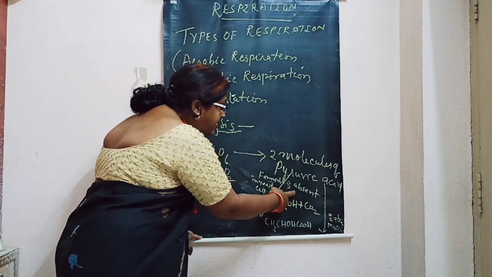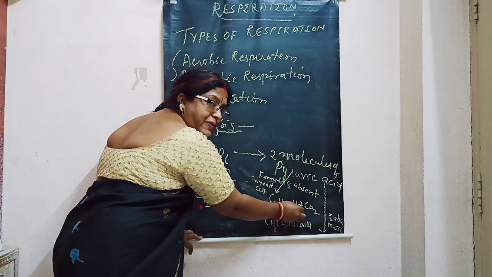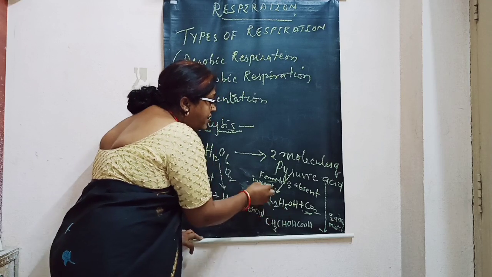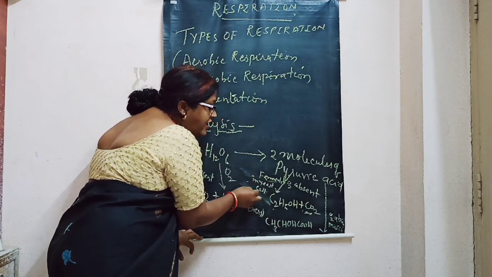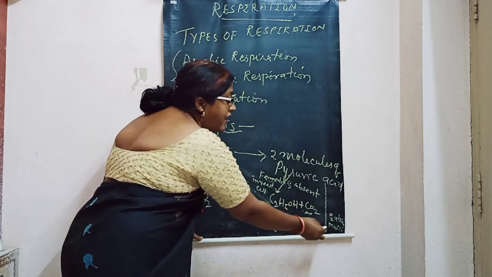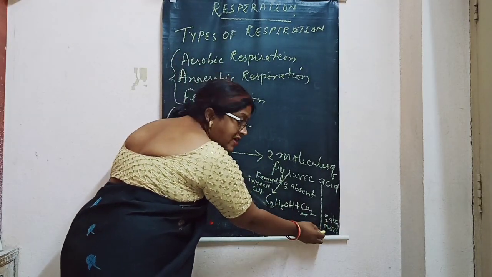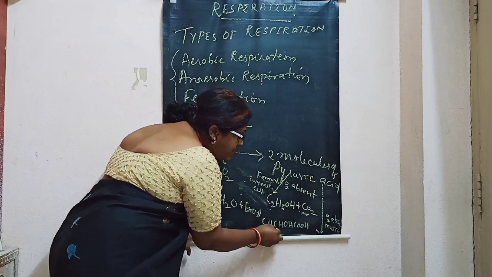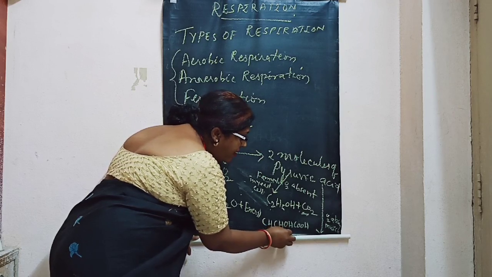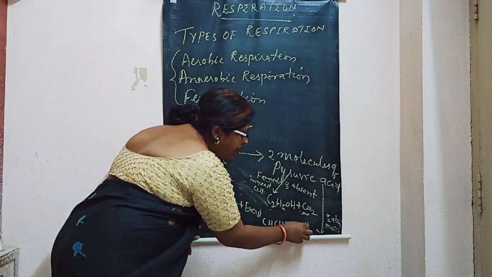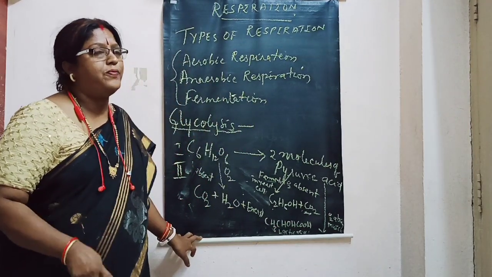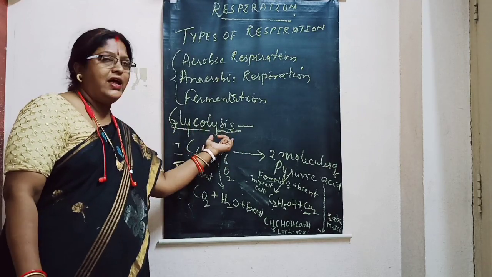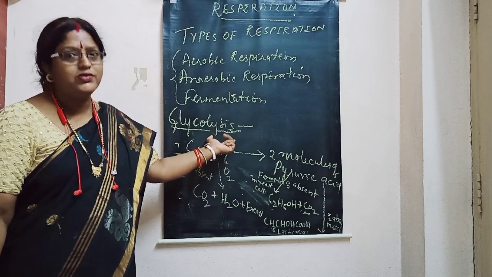If oxygen is absent, then it is converted to ethyl alcohol and carbon dioxide. So here only a little amount of energy is produced. This is called fermentation and it takes place in yeast cells. Similarly, if oxygen is absent in our muscles, pyruvic acid is converted to lactic acid. Understood children? So glycolysis is the first step of all these 3 types of respiration. In short, glyco means glucose, lysis means splitting. Hope you understood this.